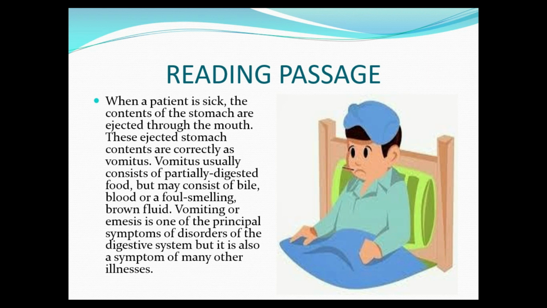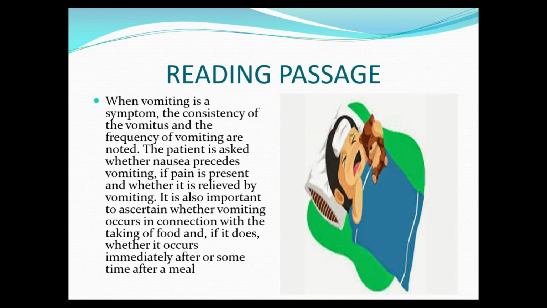Better you open your dictionary. I advise you to use a manual dictionary to look up the words that you don't understand in that reading. In the second paragraph, vomiting is a symptom that consists of vomitus, and the frequency of vomiting is noted. This is about the nursing assessment. You can read the whole of this sentence until you understand and get the idea about the second paragraph.